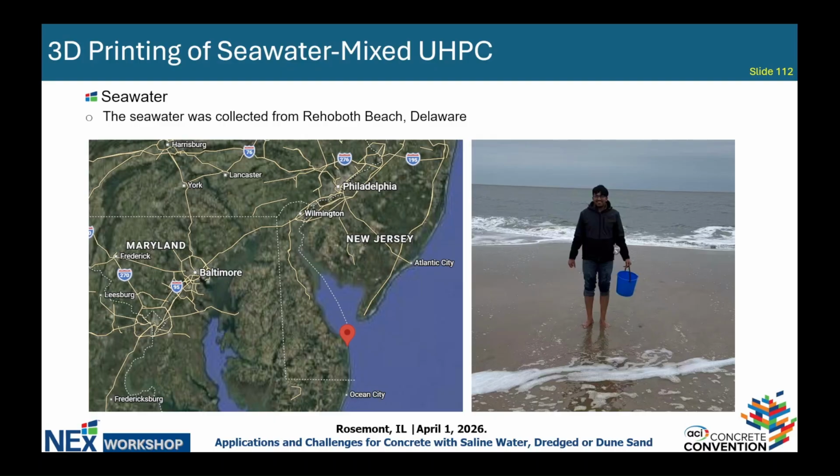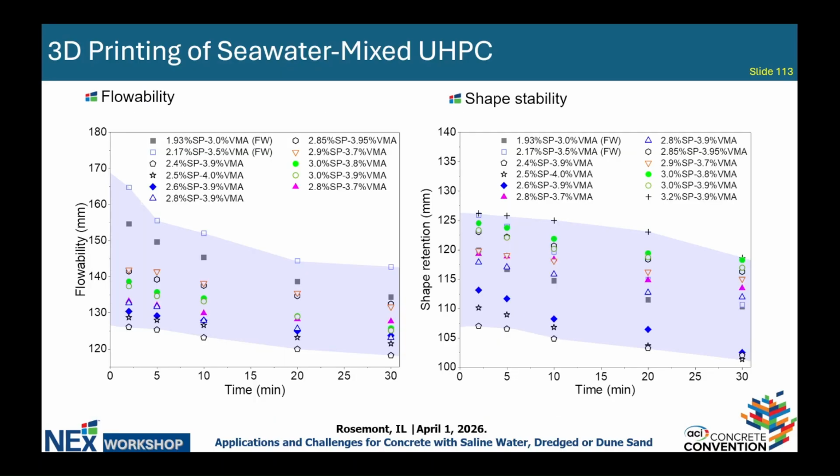And research is not easy, huh? So we study the flowability and shape stability of the fresh UHPC. As you can see, the first two groups in the first figure are the freshwater UHPC, and all others are the seawater-mixed UHPC. A clear difference between the freshwater UHPC and seawater-mixed UHPC is the decrease of the flowability, right? And also from the stability, you can see there's no big change when we use the seawater.